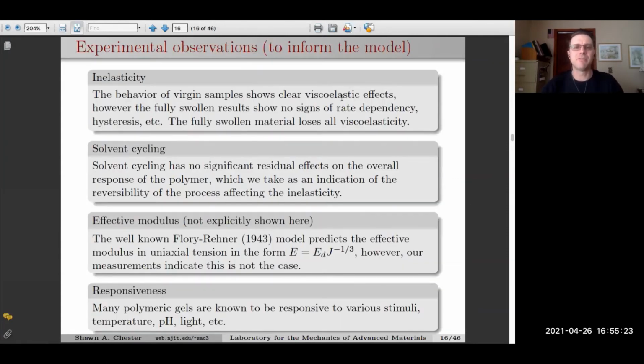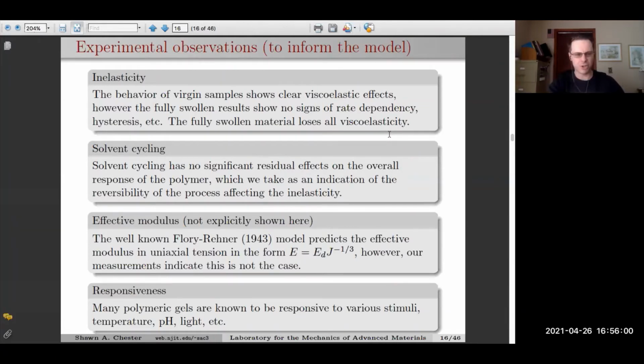So what we found, here's sort of the summary of all these experiments. We definitely have some inelasticity, and my goodness, how does it disappear when the solvent arrives? So that was a really interesting result. The solvent cycling tells us that there's not really any degradation or residual effect. So we take that to indicate that the swelling is reversible, right? And it's not affecting that odd inelasticity that we saw.